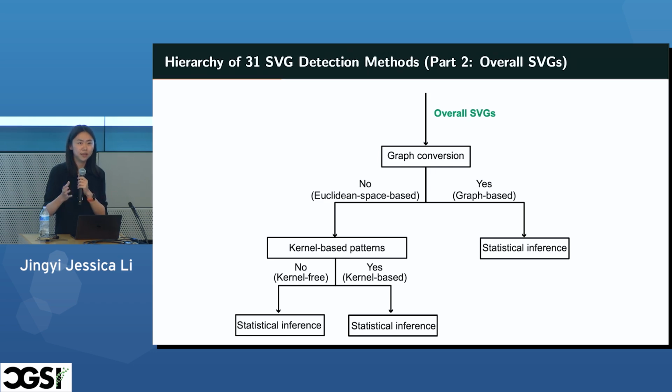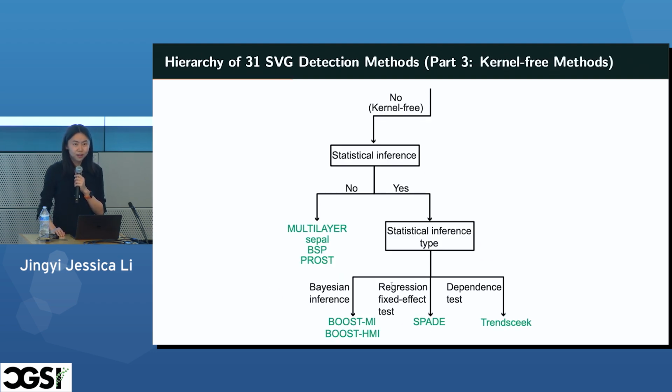Later, I will show some example kernels so you can have better intuition. But for now, just take kernel as a jargon. So whether they use kernel or not, we can call them kernel-free or kernel-based. For kernel-free methods, we see that 4 of them don't provide any statistical inference, which means that they will compute a statistic for each gene and then rank the genes based on the statistic. But that's it. They won't say where the statistical significance threshold should be. It's a ranking.